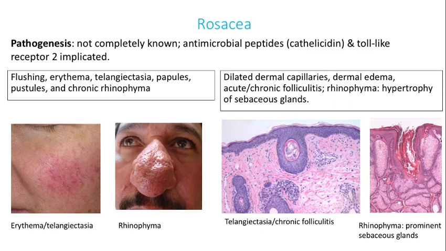The rhinophyma is actually a result of too much sebaceous gland hypertrophy. So all these structures are sebaceous glands in a patient with rhinophyma. This is the opening of the hair follicle.